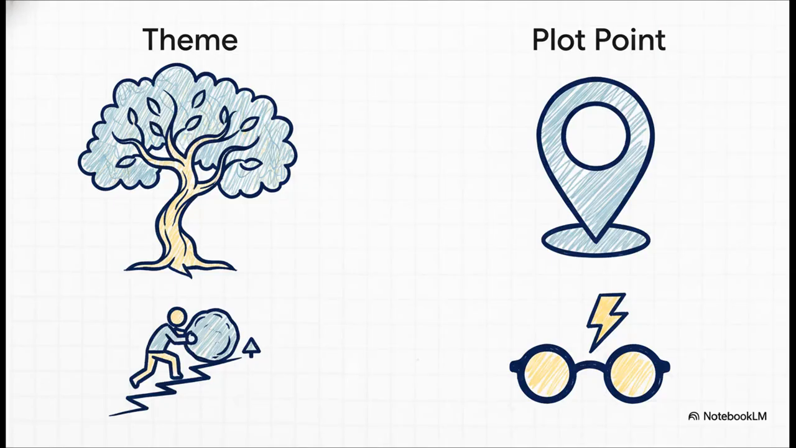Okay, so let's tie this all together. Themes are big, general ideas. Perseverance is a theme. Harry Potter being brave at Hogwarts, that's a plot point that shows us the theme of perseverance. The dangers of prejudice is a theme. The specific things the Logan family goes through in a story, that's the evidence for the theme.